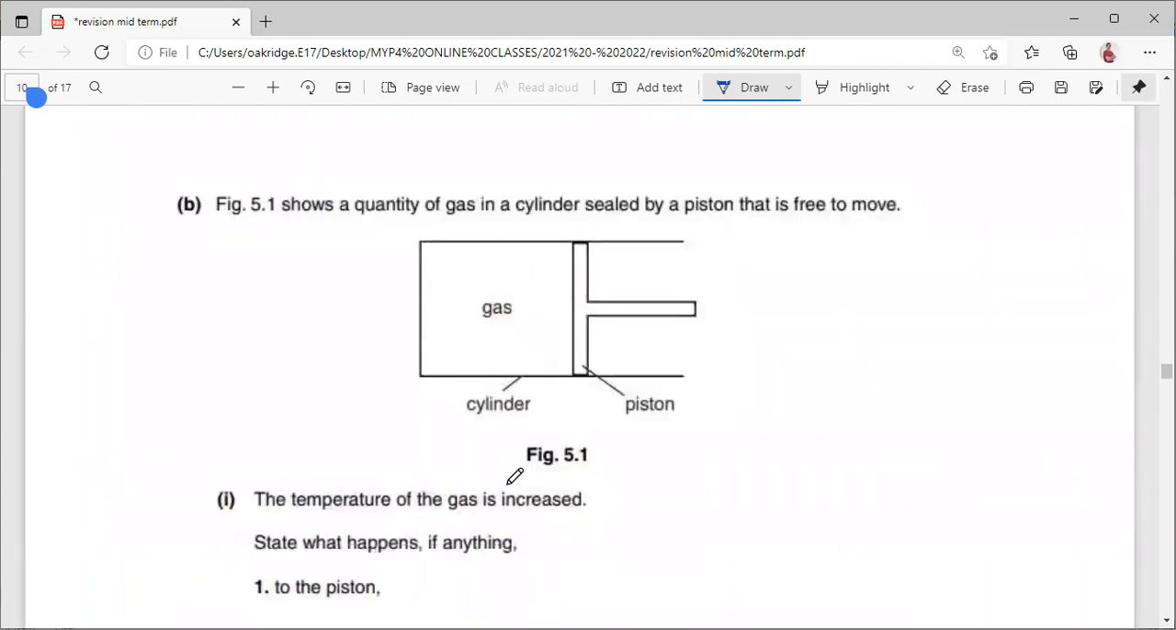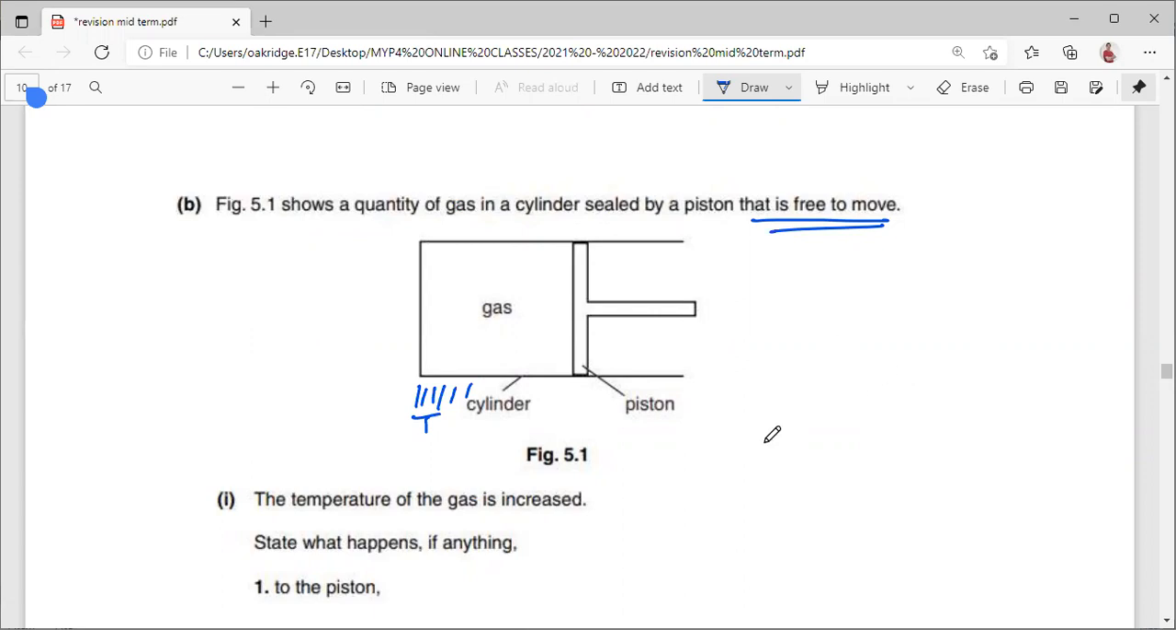Next. The figure shows a quantity of gas in a cylinder sealed by a piston that is free to move. So the piston can easily move. You have some gas here. The temperature of the gas is increased. So you are heating here and increasing the temperature. State what happens, if anything. Read the question again: the piston is free to move. Nobody is stopping it. When you increase the temperature, the volume will start increasing because there is nothing to stop it.